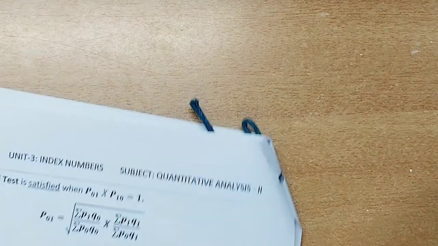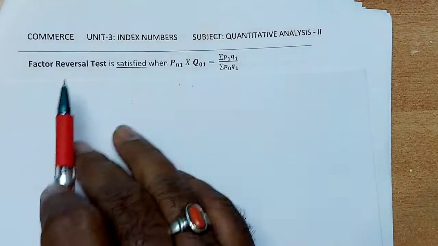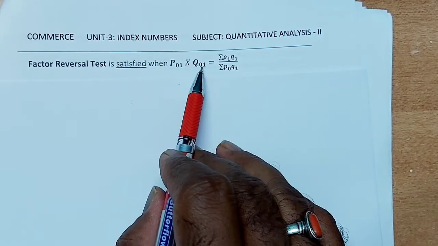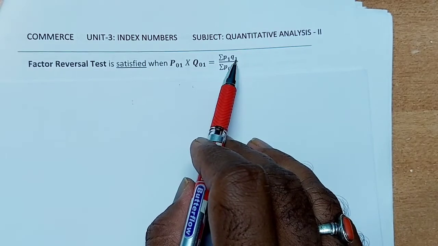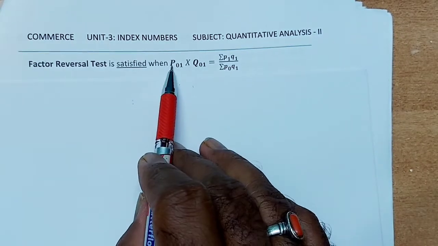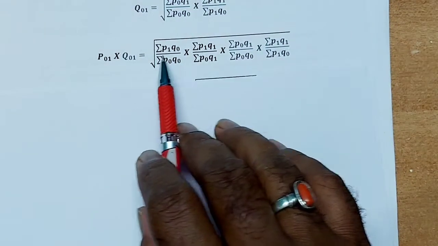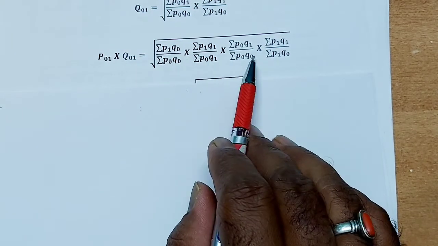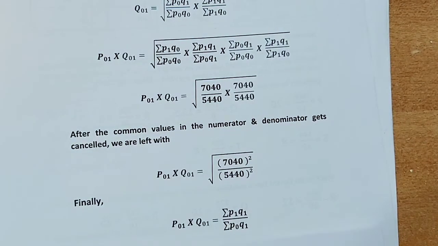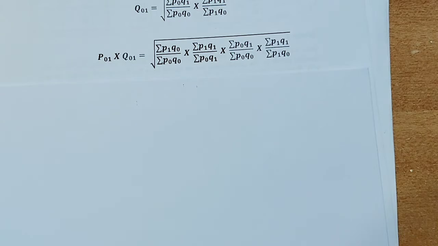Next, we are left with the next part of the question, which asks whether Fisher's index number also satisfies the factor reversal test. The factor reversal test is satisfied only if P01 into Q01 is equal to sigma P1Q1 divided by sigma P0Q1. In our previous session number 25, we have understood what P01 into Q01 is equal to. So straight away I'll go to this part. P01 into Q01 is equal to the following formula. I think there is a step which has been missed here, so let us do that step and then come back to this.